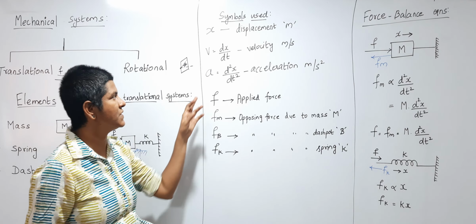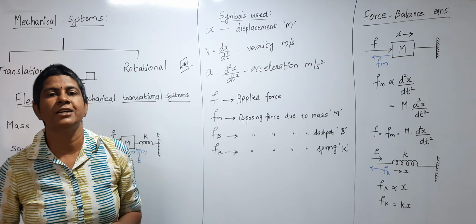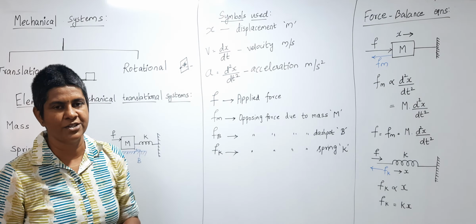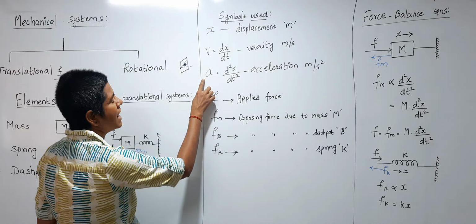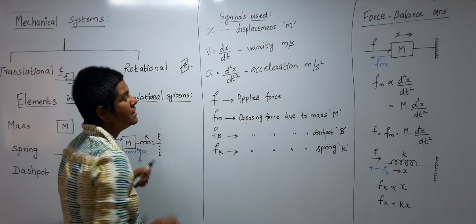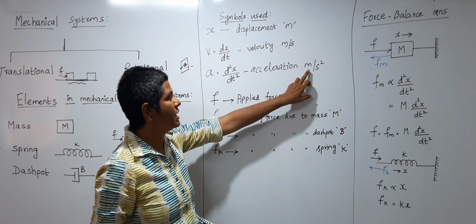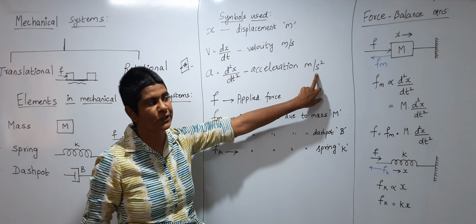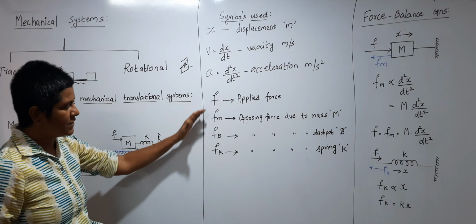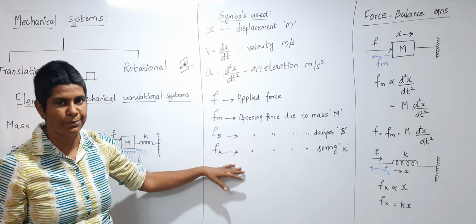The next one is acceleration. Acceleration is dv by dt. Whenever the velocity is differentiated with respect to time, we get acceleration, or in other words, when acceleration is represented in terms of displacement, we write it as d square x by dt square, and the unit is meter per second square. These are all the normal terms which we will be using while solving problems.